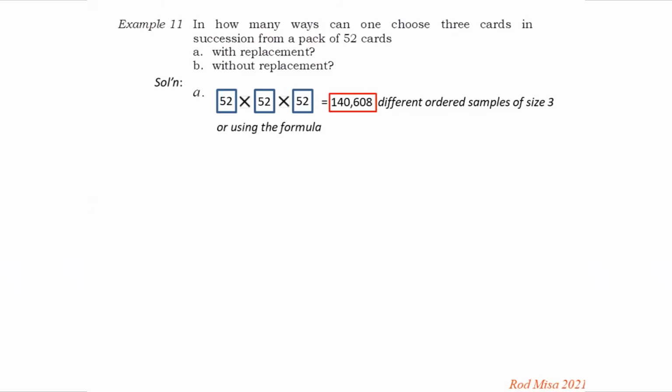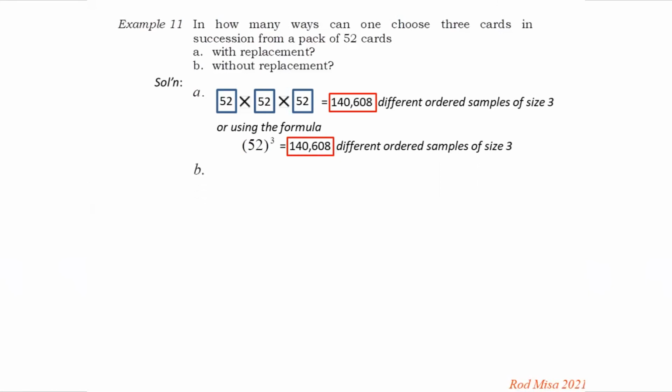But here, you can use the formula that we have presented in the previous slide, that you can raise this 52 to the exponent of 3 because this is sampling with replacement. And why is it you have an exponent of 3? Because your sample size is 3. So therefore 52 cubed, and 52 cubed is still equal to 140,608 different ordered samples of size 3. And you noticed that we've got the same answer with our solution using the fundamental principle of counting.